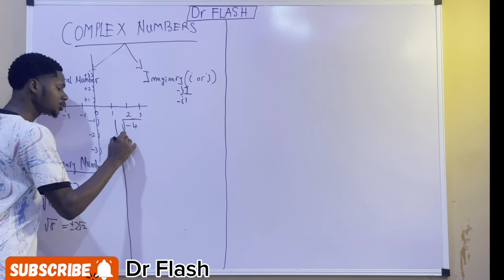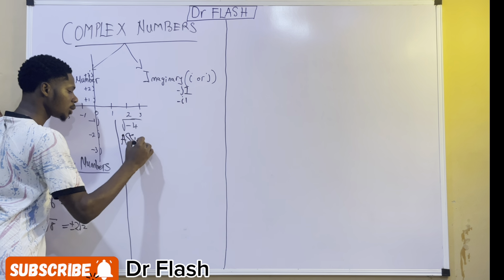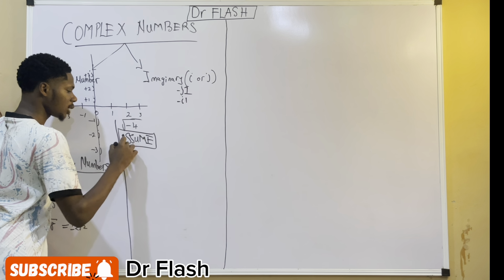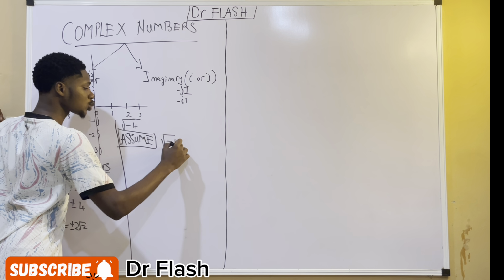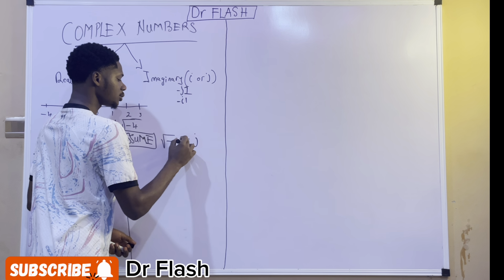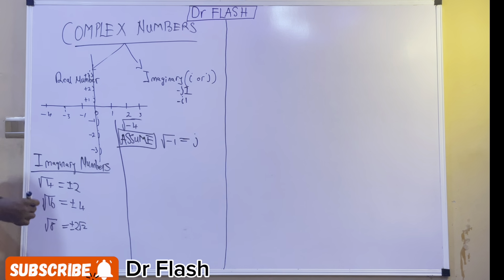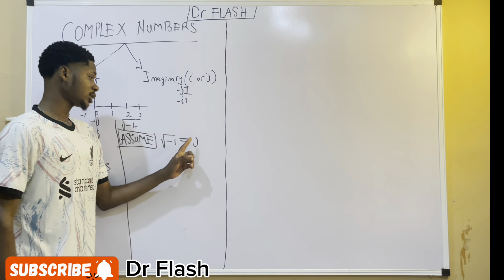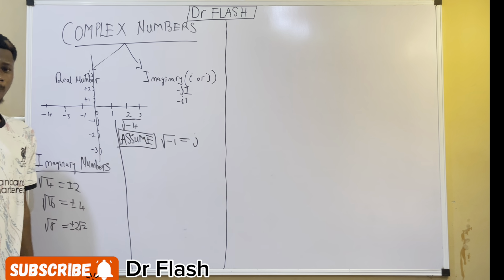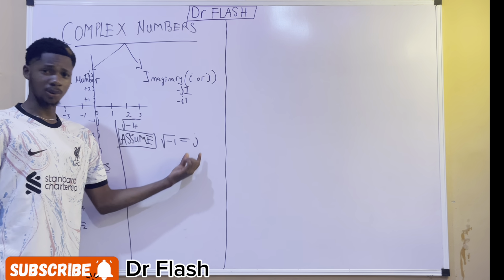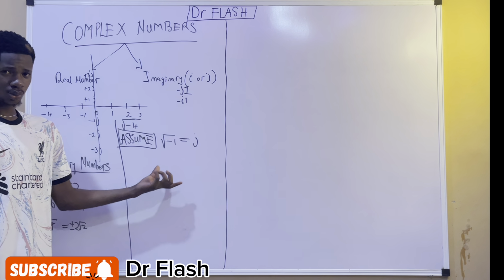We assume that the square root of minus 1 at any point in time is equal to j. That is what we do. We assume that the square root of minus 1 at any point in time is equal to what? J. So it means when we're given the square root of negative numbers, we can bring in j. We can incorporate it.